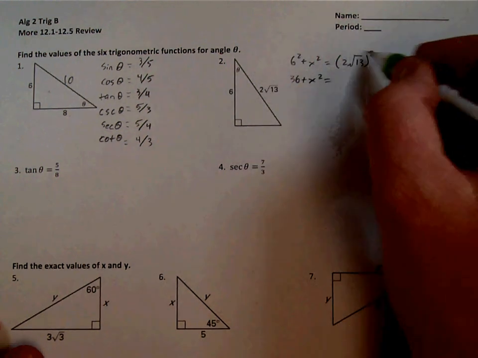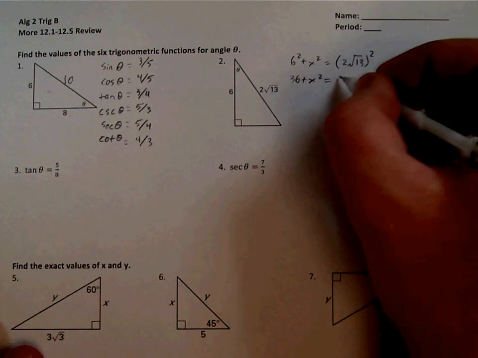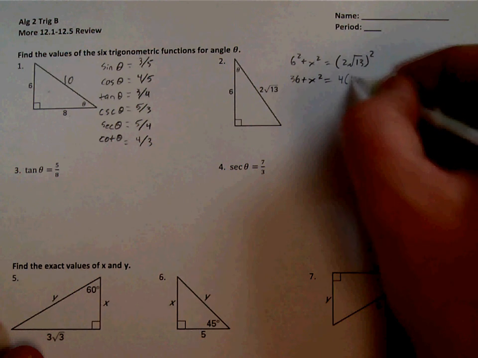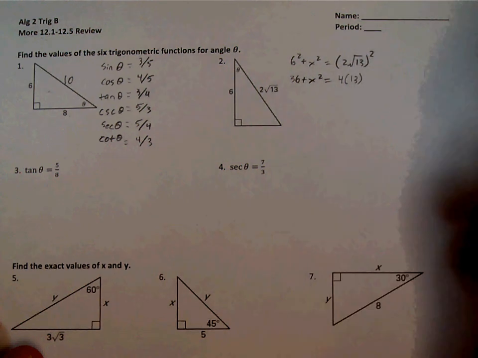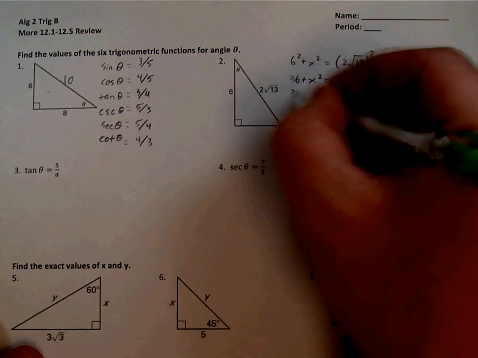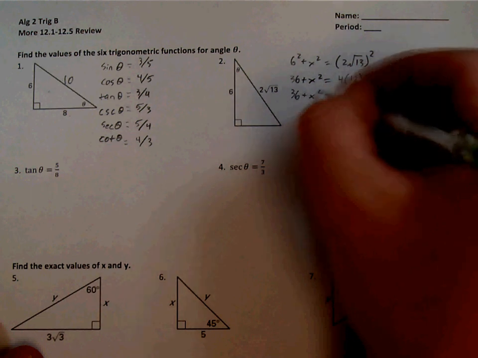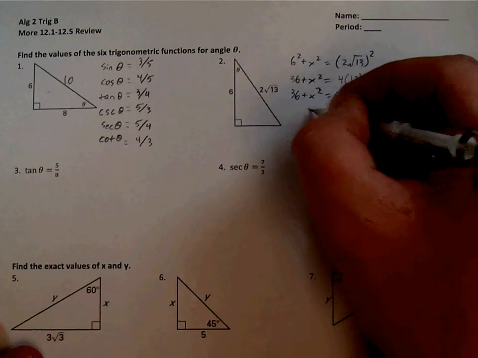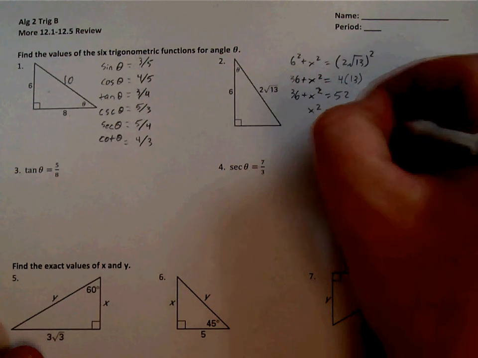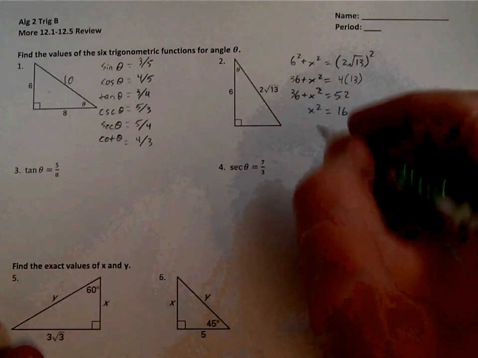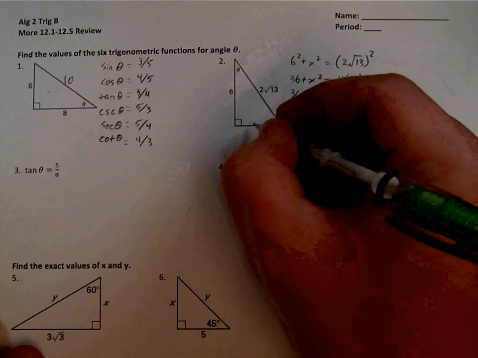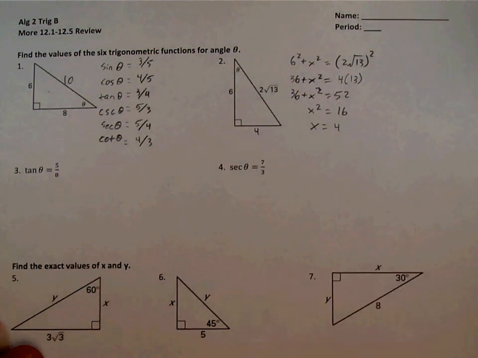When you square this, you square the 2, since it's not in a square root, so it becomes 4. And you square the square root of 13, the square and square root cancel out, leaving you 13. So you get 4 times 13, which is 52. So you've got to subtract the 36 from the 52. And then the square root, we get plus or minus 4. We know it can't be a negative 4, so we must have a positive 4 here.